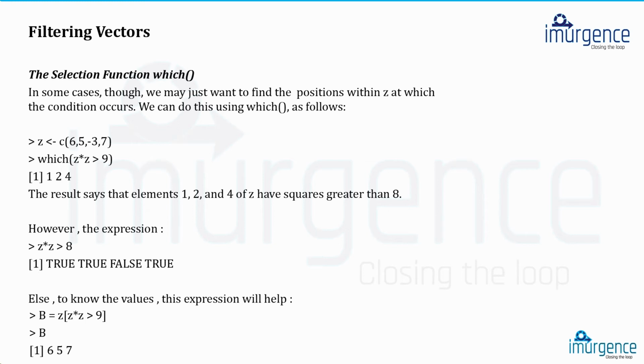So it's basically giving you the location, not the values, because you're asking for the locations. The first element, 6 multiplied by 6, is 36, which is greater than 9, so it's true. 5 by 5 is 25, which is greater than 9, so the second location is also returning true. Minus 3 into minus 3 is 9, which is equal to 9, so it is false, so that's not a location. And for the fourth location, 49 is greater than 9, so that's true. So it says that the first, second and the fourth locations follow this rule. That's how you can see this.